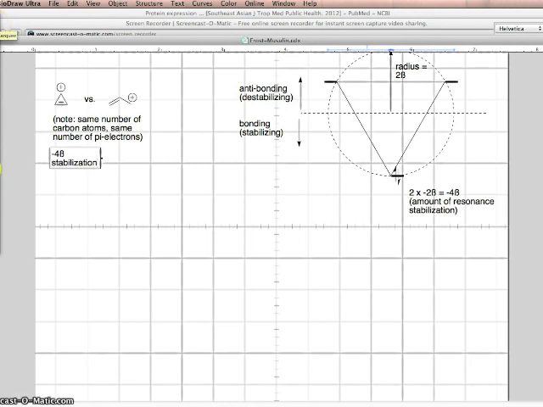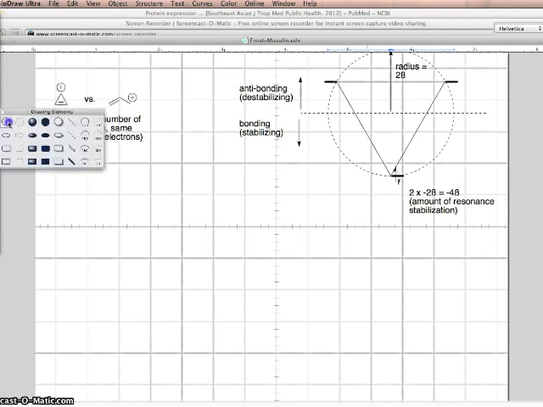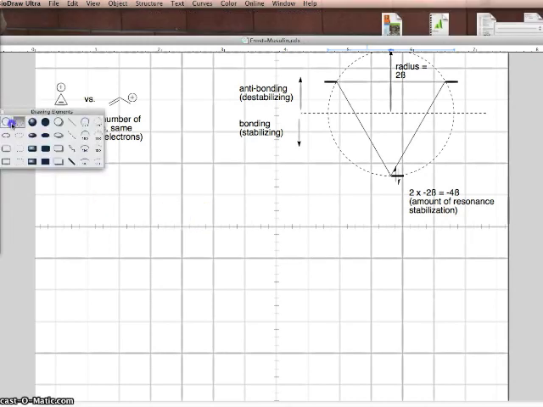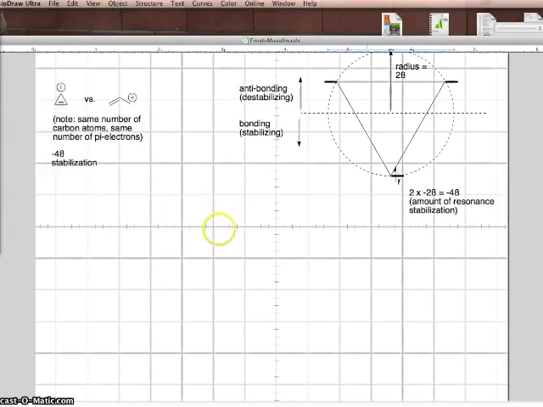Okay, now let's look at how to do the same type of argument for a linear system. So for the allyl cation, again, I'll draw a circle and set it up such that the circle is centered on the hash marks that are provided by ChemDraw.